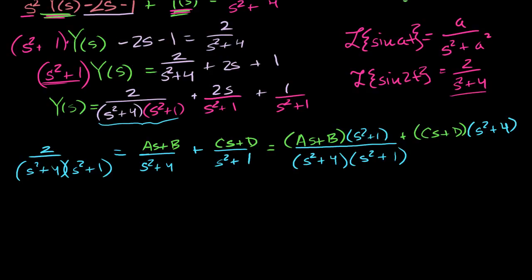So as times s squared is as to the third. As times 1 is plus as. B times s squared, so plus bs squared. And then you have b times 1 is plus b. And then you have cs times s squared, that's cs to the third. And then cs times 4, so it's plus 4cs.